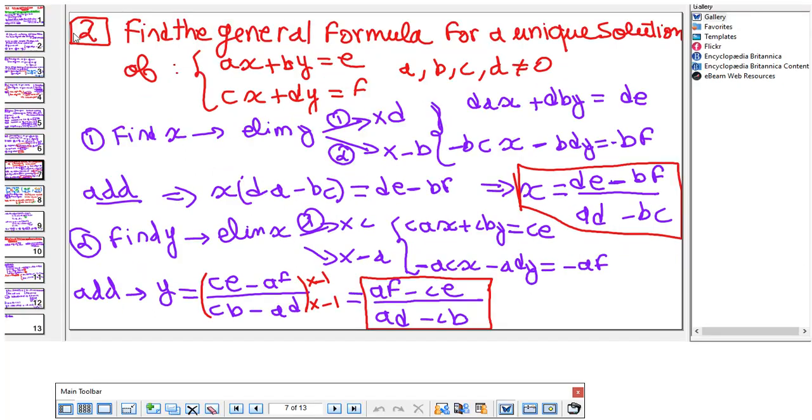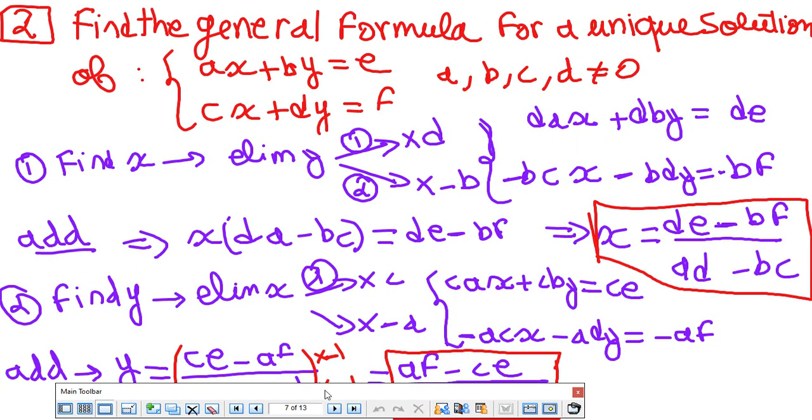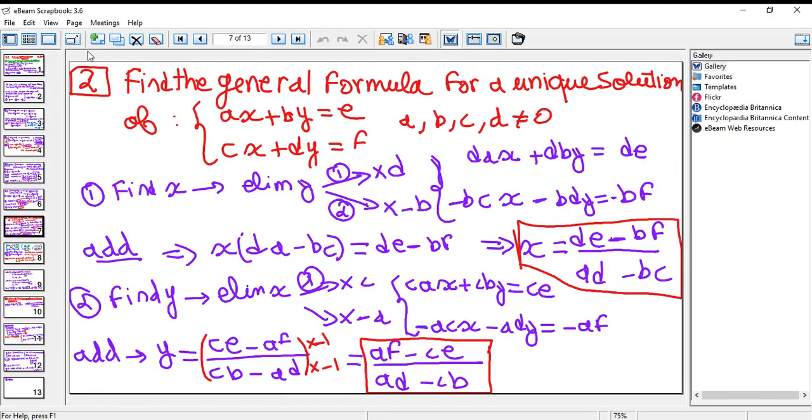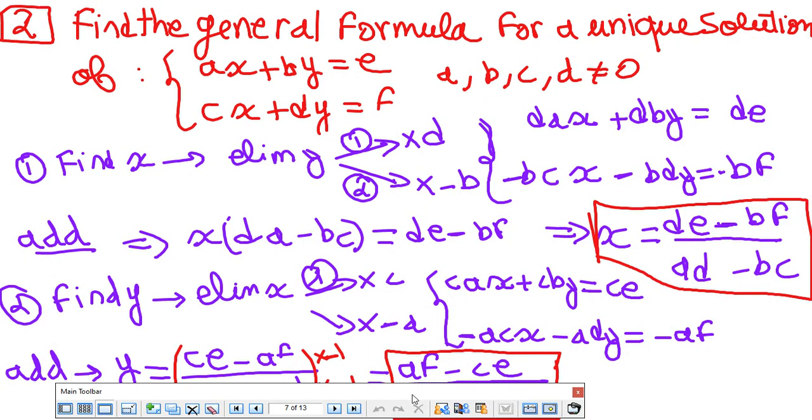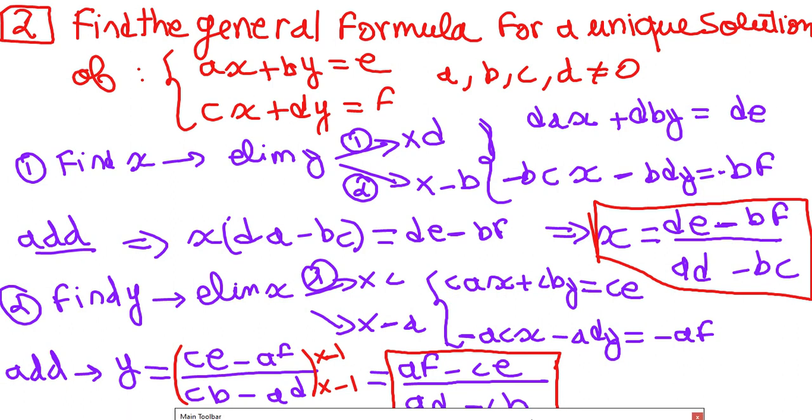Now, part 2 in this lesson: how to find the general formula for a unique solution of a system of equations. But the system is all unknown. So how are we going to find the general solution? If I have the following system, ax plus by is equal to e, and cx plus dy is equal to f, sure, the coefficients are not equal to 0.